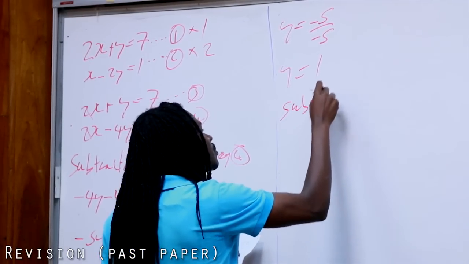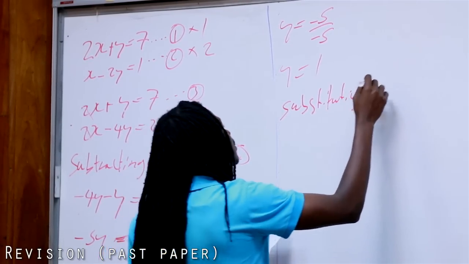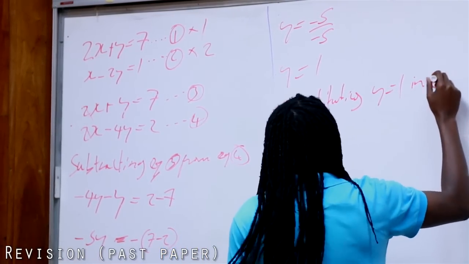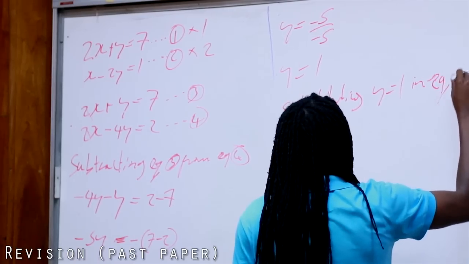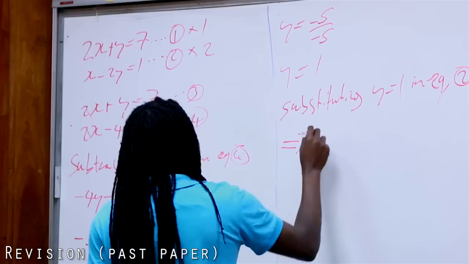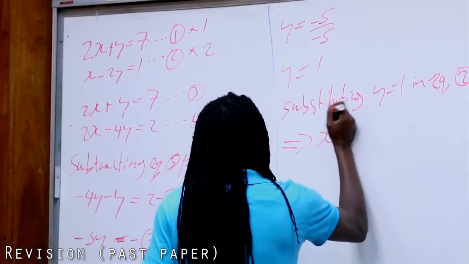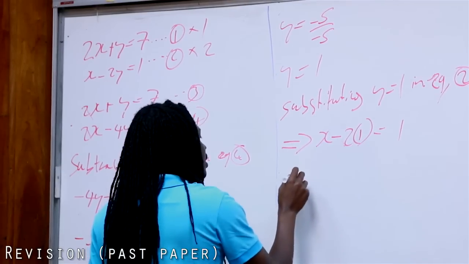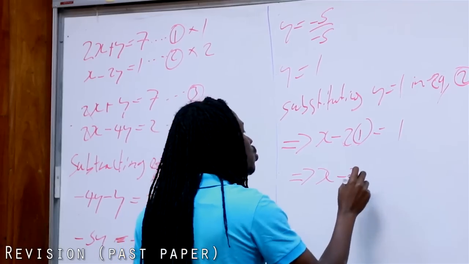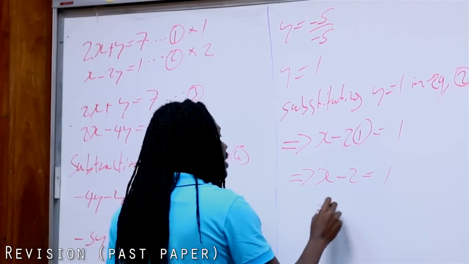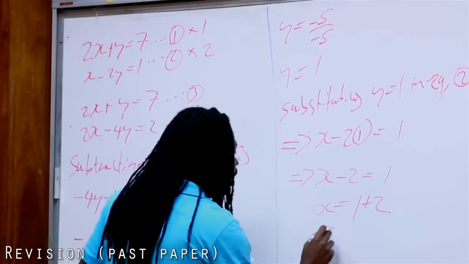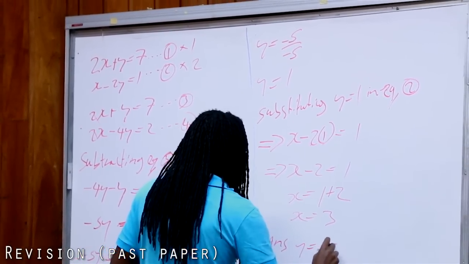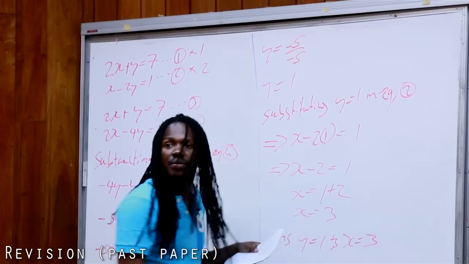Substituting y equal 1 in, which one do I want to put it in? I put in EQ2. It implies that x minus 2 bracket 1 equal 1. Implies that x minus 2 equal 1. x equal 1 plus 2, x equal 3. ANS, y equal 1 and x equal 3.